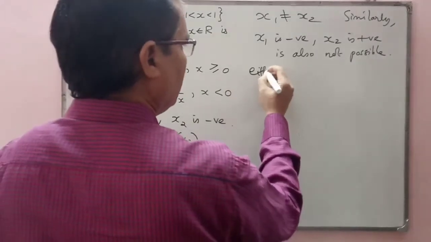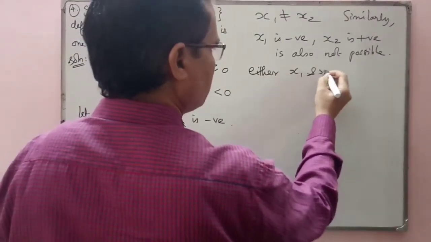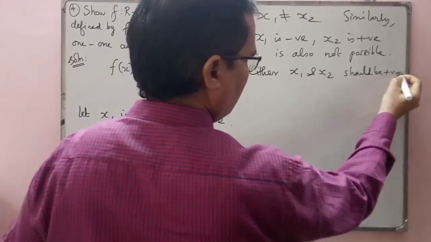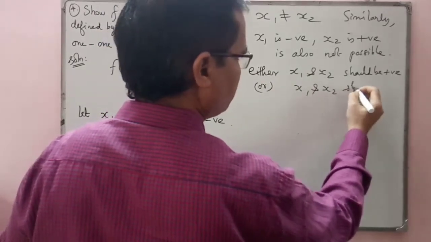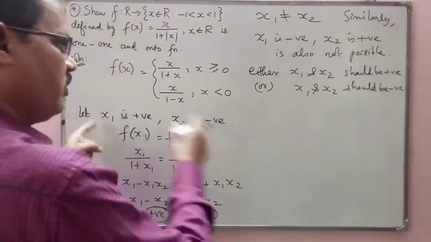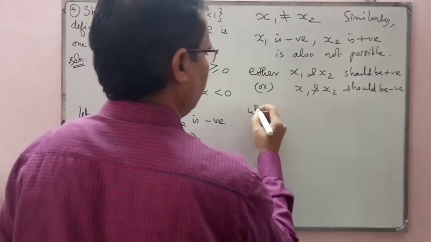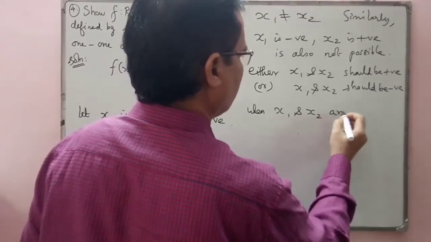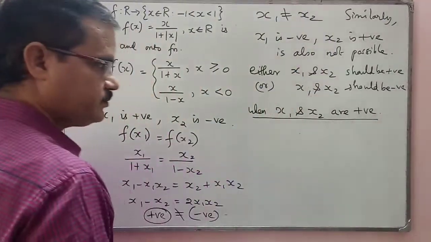Either x1 and x2 should be positive, both should be positive, or x1 and x2 should be negative. Both should be positive or should be negative. If one is positive, one is negative, we are saying that it is not possible. So let us take both cases. When x1 and x2 are positive.